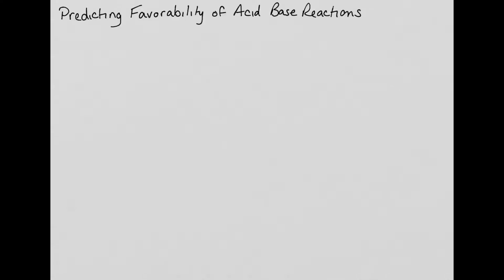In this video, we will cover how to predict whether the reactants or the products will be favored in acid-base reactions. Remember that in every acid-base reaction, there will always be one acid and one base on each side of the equilibrium arrows. Every acid-base reaction is made up of two conjugate acid-base pairs.